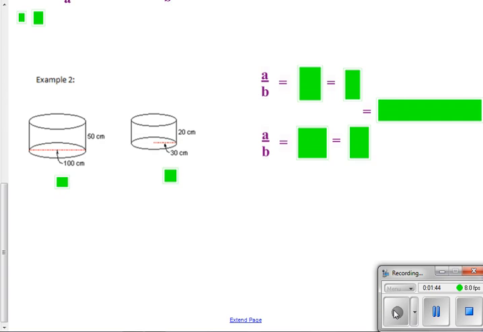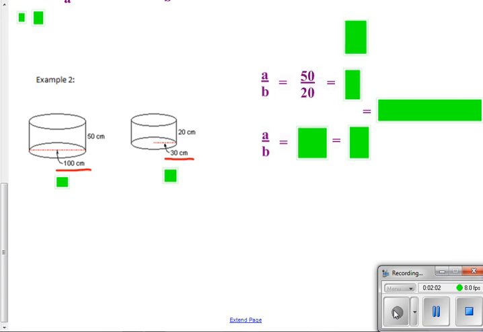B, same scenario. The only thing you need to be careful of here is making sure that you're comparing apples to apples, not apples to oranges. What I mean by that is 100 is talking about a diameter and 30 is talking about a radius. So you'll need to convert either to diameter or convert to radius.